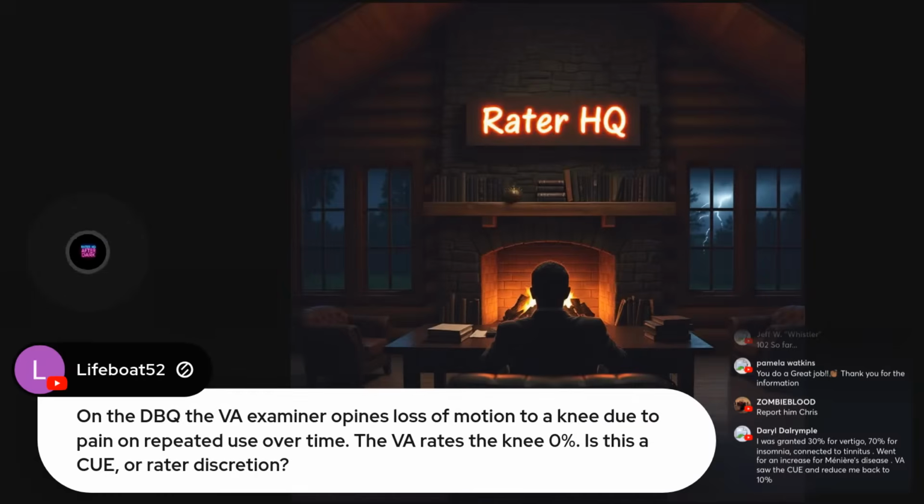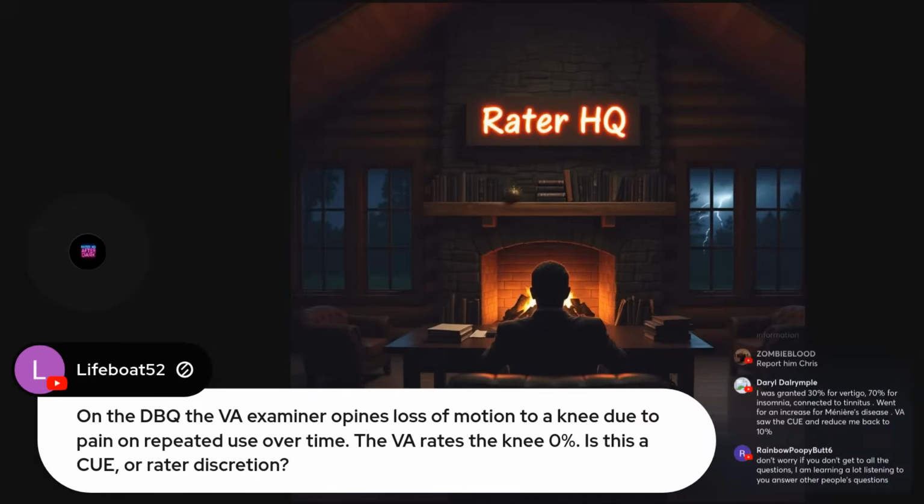Now, the only caveat to that is if you have multiple disabilities of the knee, you can have up to 5 different disabilities. Painful motion at 10% can only be given to one of these conditions. So if you had, let's say, limitation of flexion and limitation of extension, only one of them could get the 10% if the repeated use over time limitation of motion didn't meet a higher criteria. So it will depend on that.